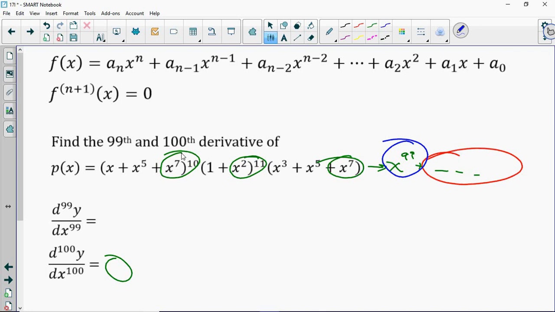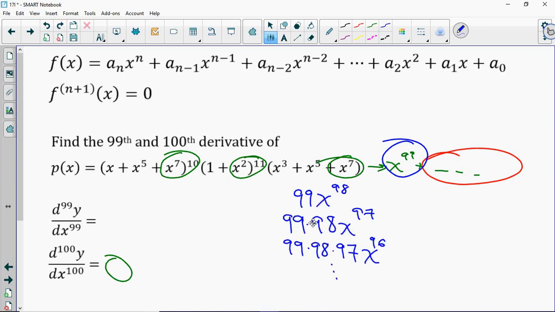Well, when we take the first derivative, we're going to have 99 times x to the 98th. When we take the second derivative, we'll have 99 times 98 times x to the 97th, and then the third will be 99 times 98 times 97 times x to the 96th, and so on. So what constant is going to be left over when we take the 99th derivative? It will be this long product out here in front, which is going to be 99 times 98 times 97, and so on and so on. That's equal to 99 factorial. Quite a large number. I have no idea what it is. We're going to leave it in factorial notation.